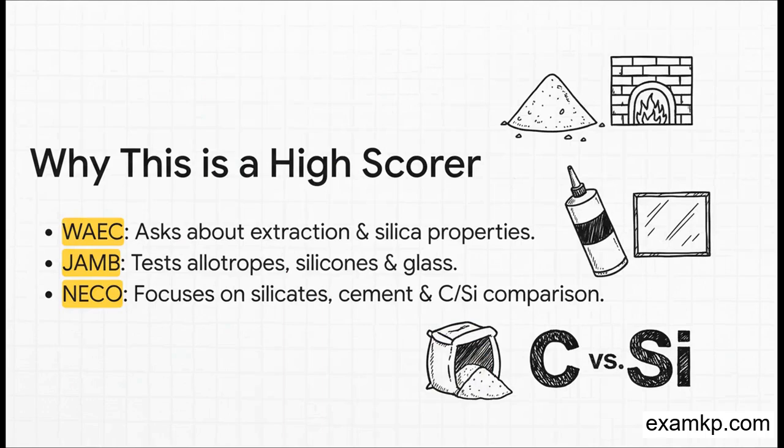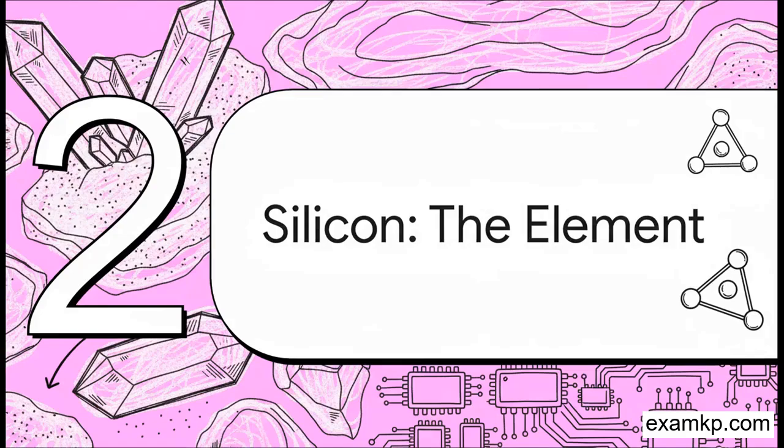Now, you might be wondering, why should I care so much about silicon? Well, listen up, because this topic is a high scorer. For real, look here, WAEC. They just love asking about how we get silicon and the properties of sand, which is silica. JAMB will throw questions at you about its different forms, its use in things like sealants and how glass is made. And NECO, they often focus on silicates, cement, and that classic comparison between silicon and carbon. So you see, mastering this one topic means you are getting ready for all 3 exams at once. Let's keep the momentum going.